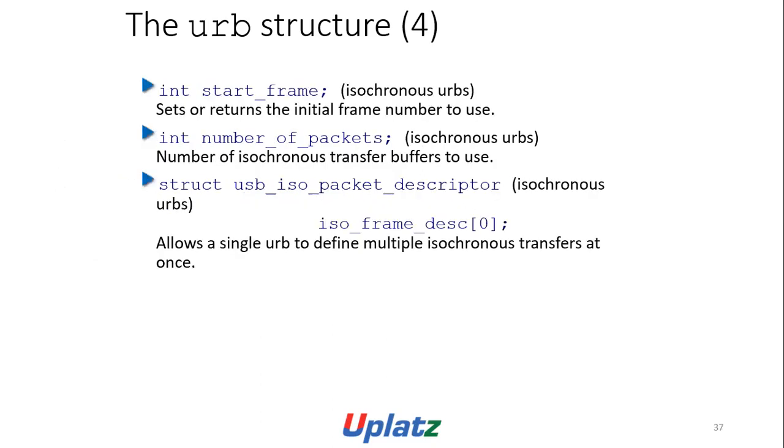int start_frame: isochronous URBs, sets or returns the initial frame number to use. int number_of_packets: isochronous URBs, number of isochronous transfer buffers to use. struct usb_iso_packet_descriptor iso_frame_desc[0]: isochronous URBs, allows a single URB to define multiple isochronous transfers at once.